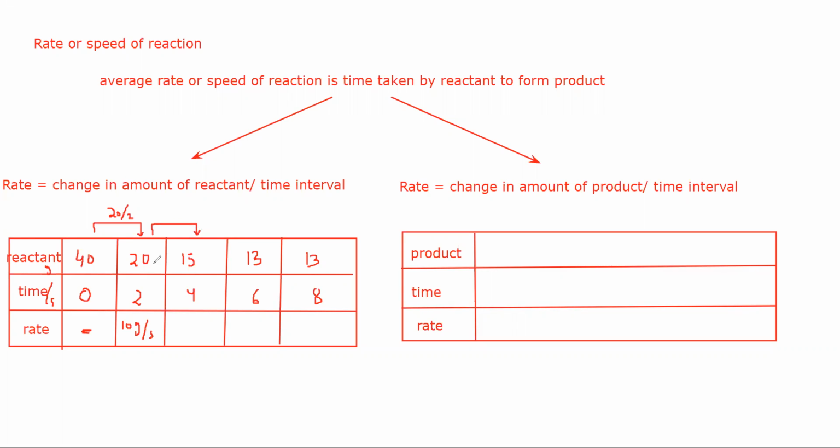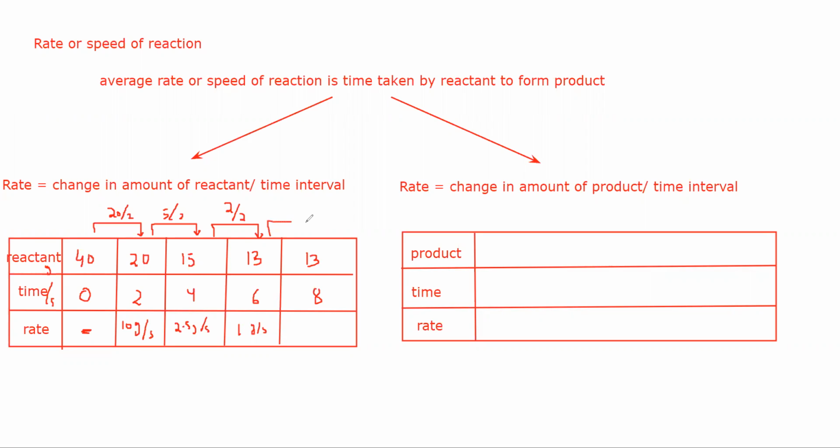Then it is 20, it changes into 15. What is the rate here? The change is 5 and the time interval is 2. So 5 divided by 2 is equal to 2.5 gram per second. Then it is 15, changes to 13. What is the rate here? The change is 2 and the time interval is also 2. So 2 divided by 2 is 1 gram per second.